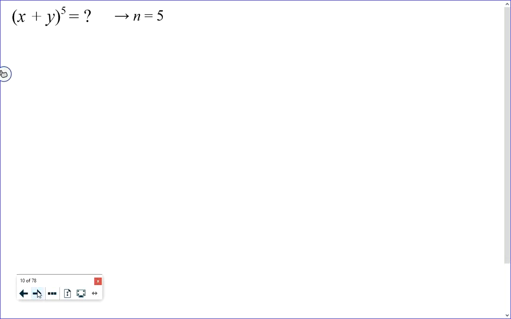What we learned, maybe learned is a hard word to use, we didn't really learn it, we maybe reminded ourselves of it, was that when you expand a binomial by raising it to an exponent, you get one more term than the value of n.